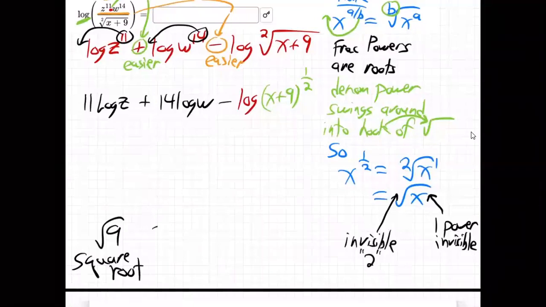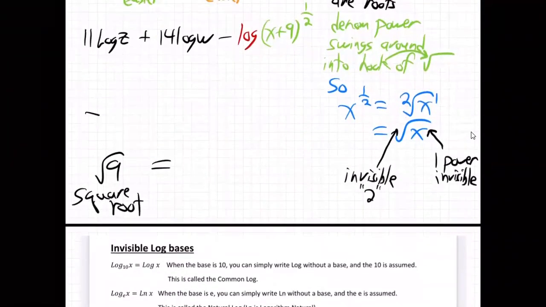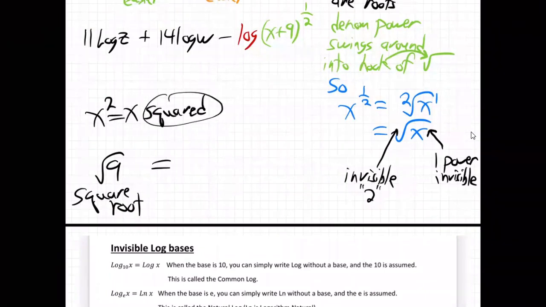Square root. What does that mean? What does square mean? What do you call this? x to the 2? You call that x squared, don't you? So what does square mean? 2, doesn't it? What do you call this when you put a 3? x cubed. So cubed is a word for 3, squared is a word for 2.